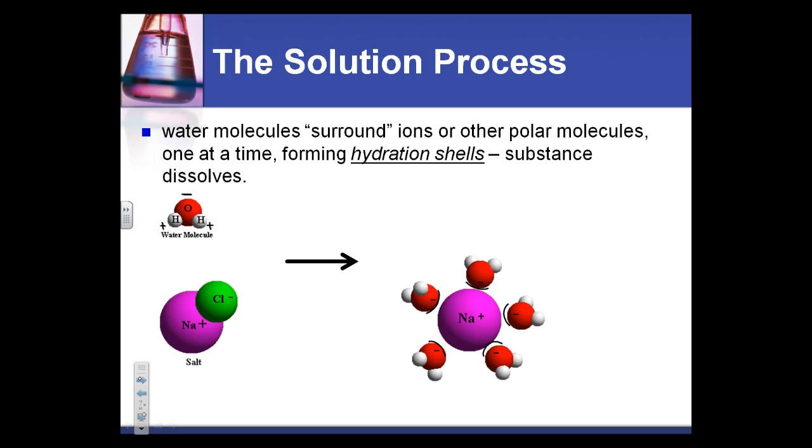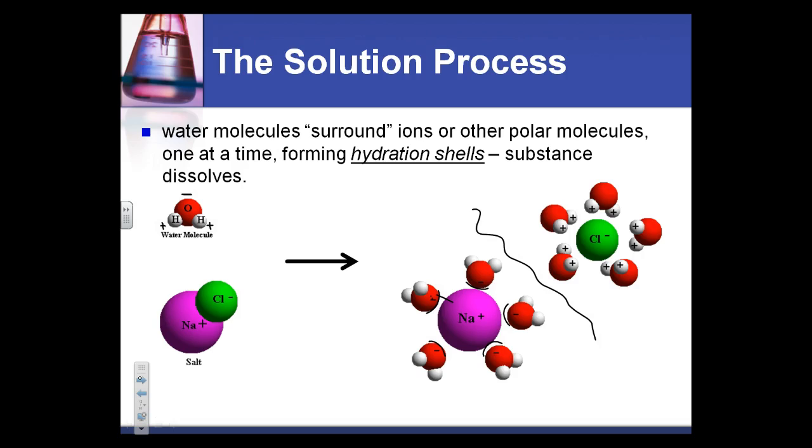So the slight negative of the water molecule becomes attracted to the actual full positive of the sodium. And the same thing kind of happens for the chlorine. But notice the water molecules are flipped around now. Because chlorine is negative, those slight positive ends of the hydrogens in the water molecule are attracted to that negative of the chlorine. Because sodium and chlorine are separated, and we have these hydration shells from the water molecules keeping them separated, that is what causes salt to dissolve in water.